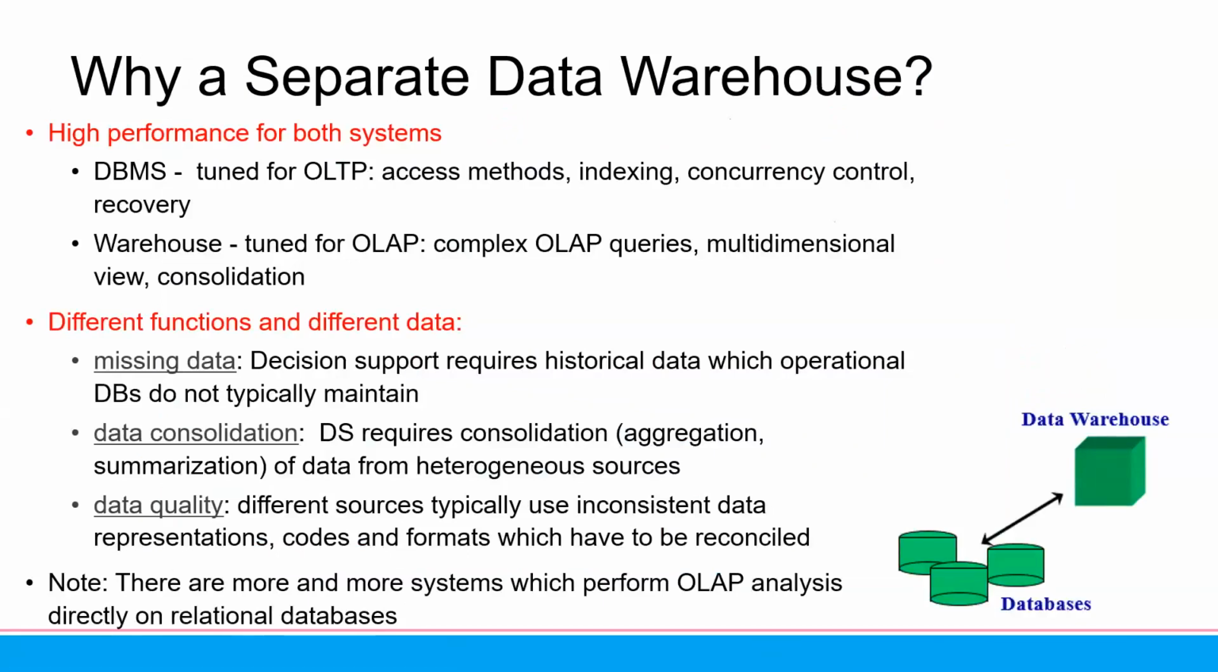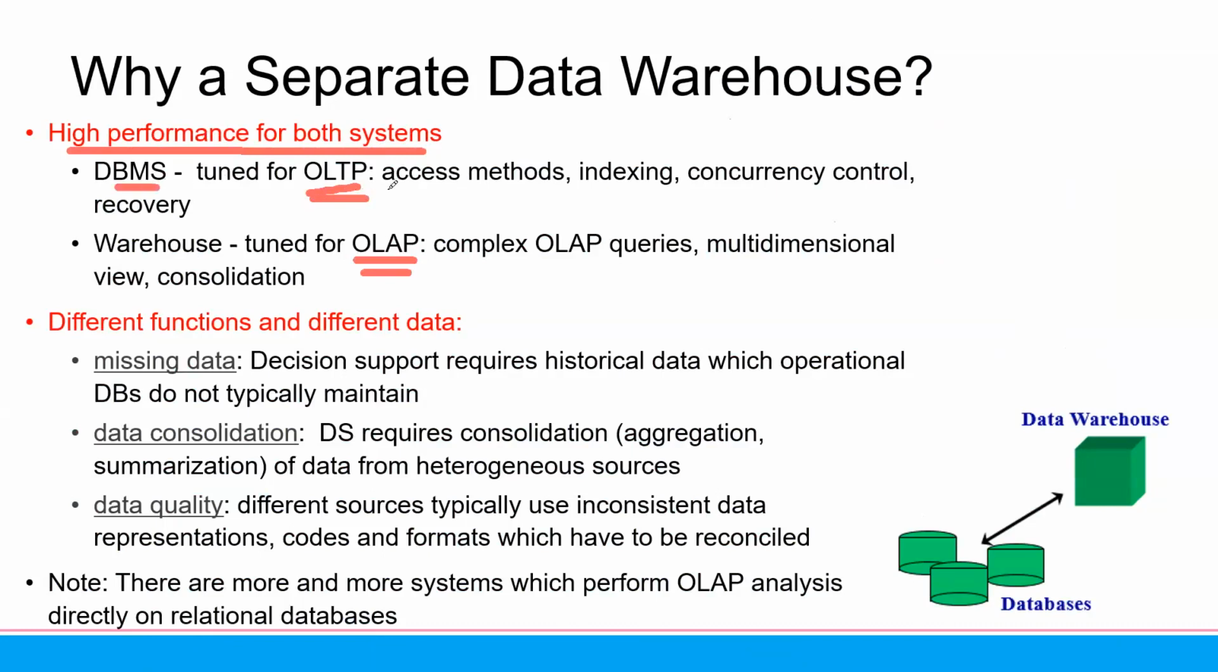So why a separate data warehouse? Because we need to have high performance. It means if you are dealing with the OLTP, you need to have high performance for transactions. If you are dealing with the OLAP, of course, you also need to have high performance for this OLAP. You have to separate those systems, because every one of them needs high performance.